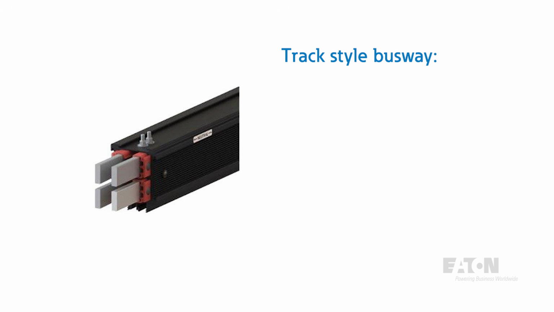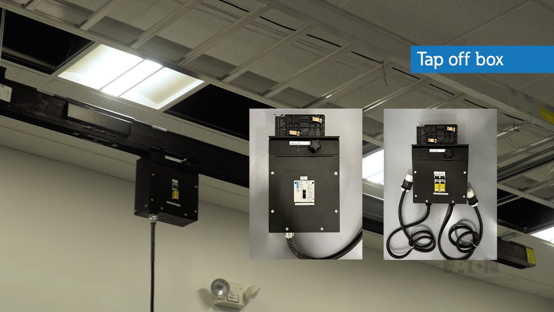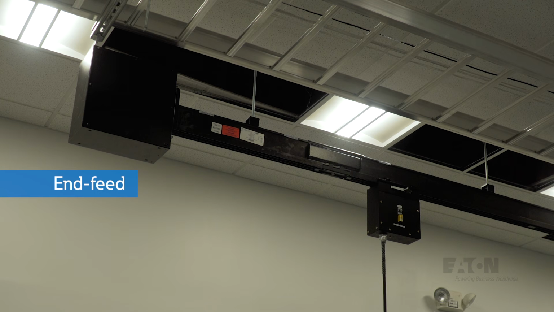Track-style busway doesn't use bus plugs. Instead, it uses tap-off boxes that can be placed nearly anywhere along the busway system thanks to its continuous power rails. The equivalent of the cable tap box for this type of busway is called an end feed, where the incoming cable transitions to busway.